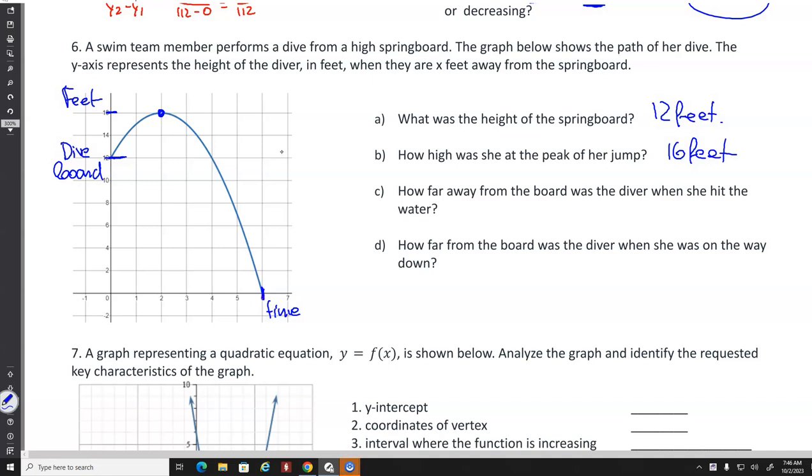How far away from the boat was the diver when she hit the water? So I guess this says x is feet away, so this is also feet, no time. So both are height in feet and the feet away from the board. Of course, she hit the water right here at this point, so that's 6 feet away.